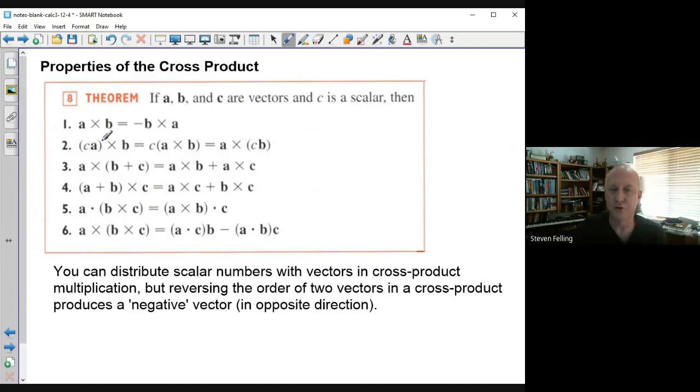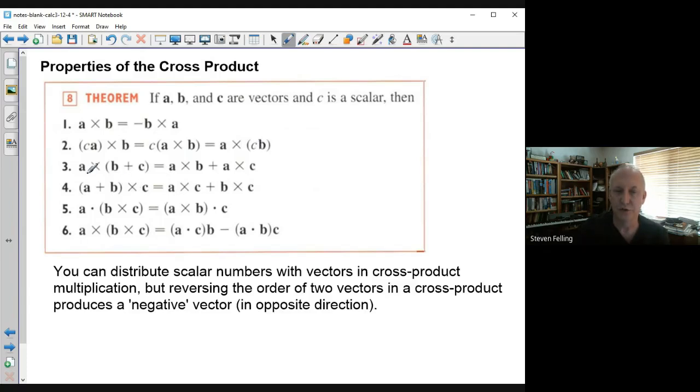Okay, you can also do distribution with a scalar, like you can take C times A, scalar C, and then cross that with B. Or you can first do the cross product and then multiply in the C. Or you can move the C over here, but the A and the B always have to stay in the same order, because if you ever reverse the vectors, then you'll get the negative direction.